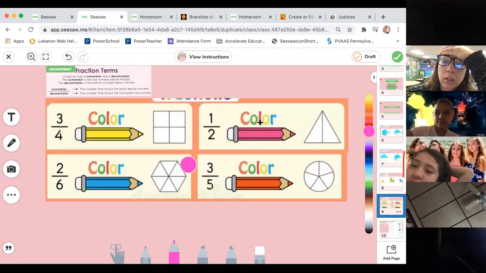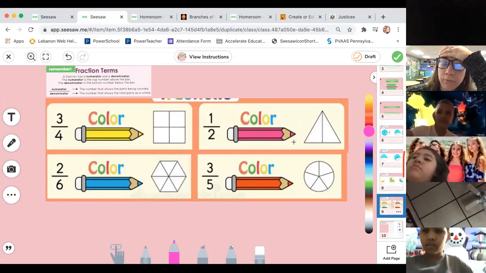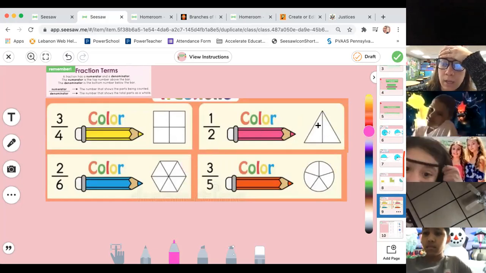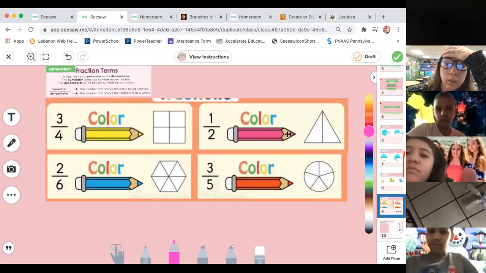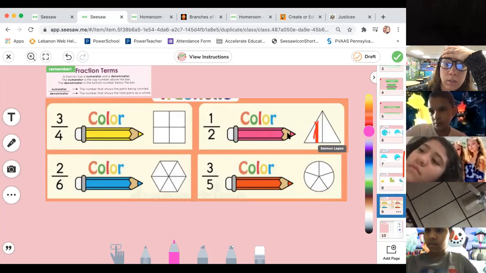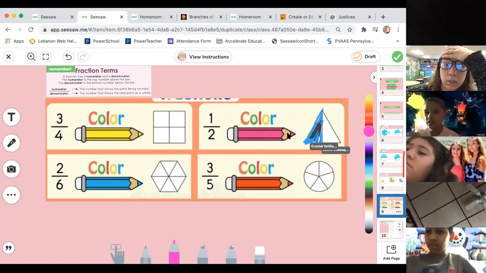It says color pink 1/2. Can I color 1/2 of this? How do I do it? You guys color. Go ahead. Show me colored 1/2. Oh, it's so hard. I don't know if I can do this. I gotta use blue because this is the only one that I have.